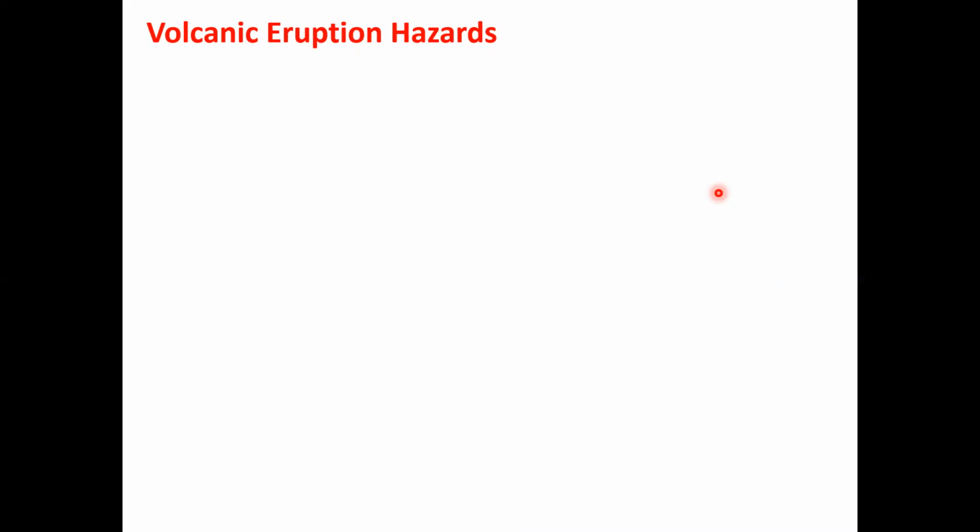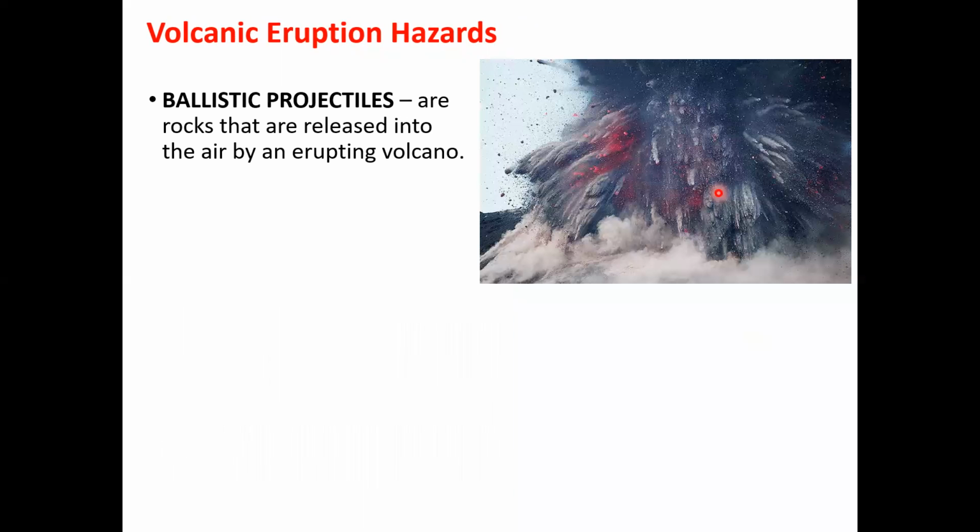Aside from lava flow and pyroclastic flow, we also have ballistic projectiles. These are rocks that are released into the air by an erupting volcano. These rocks are said to be dangerous. Why? Because these rocks are molten, released during an erupting volcano.